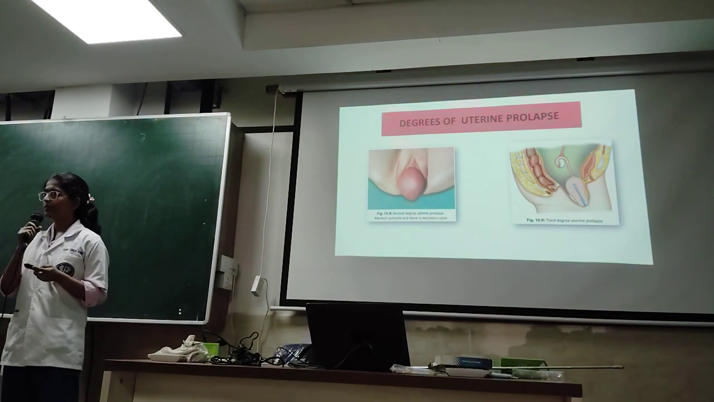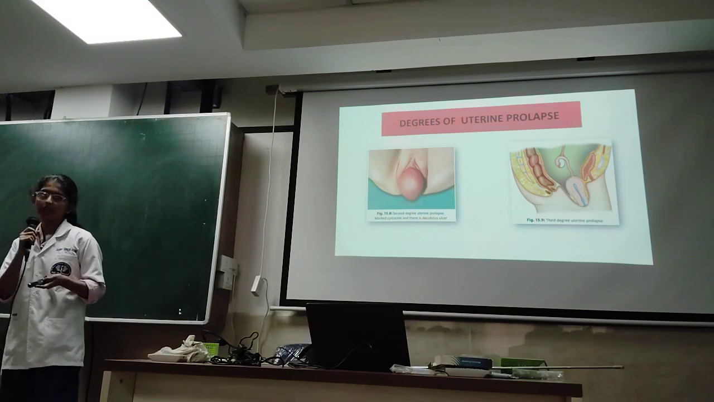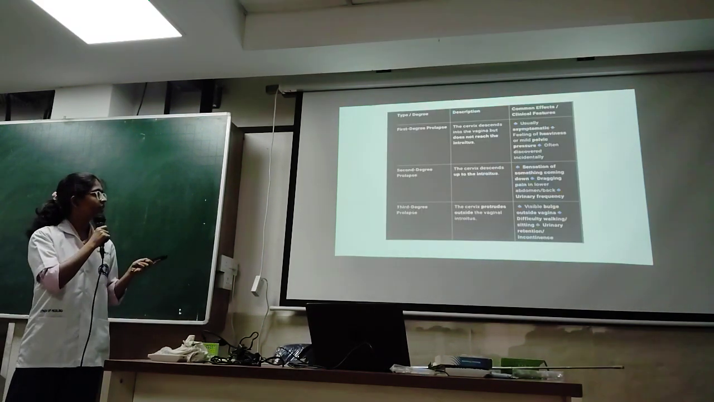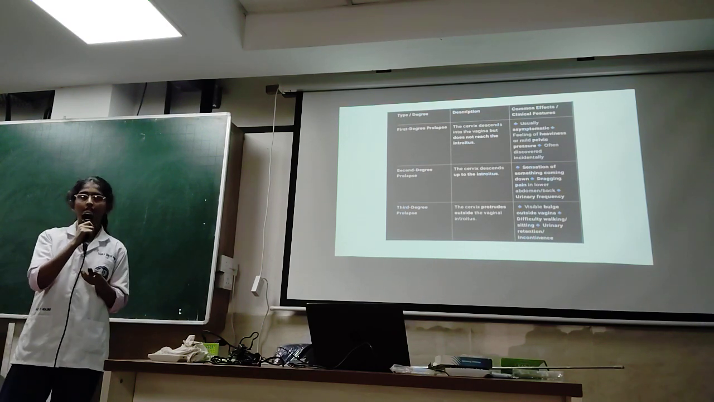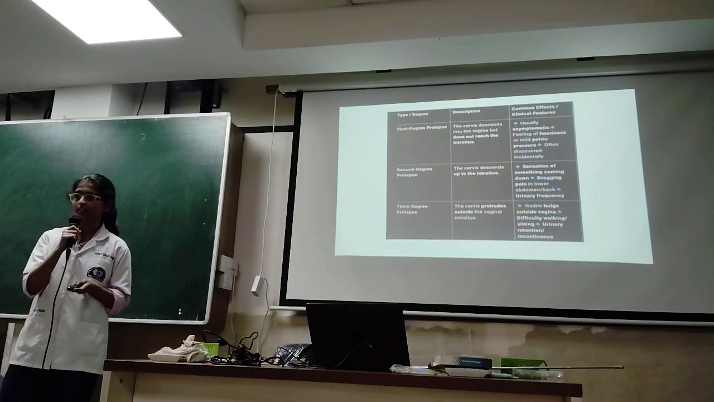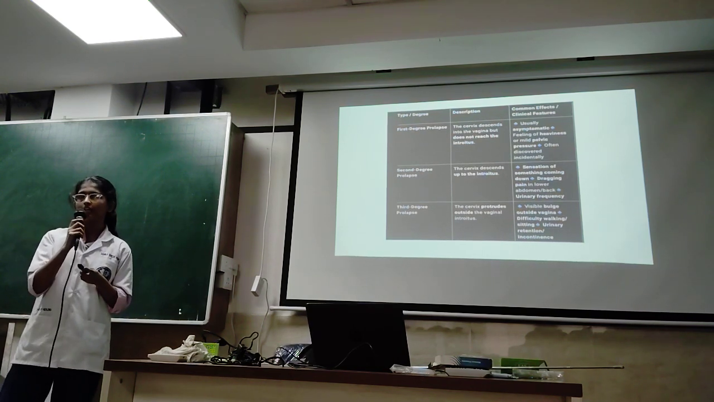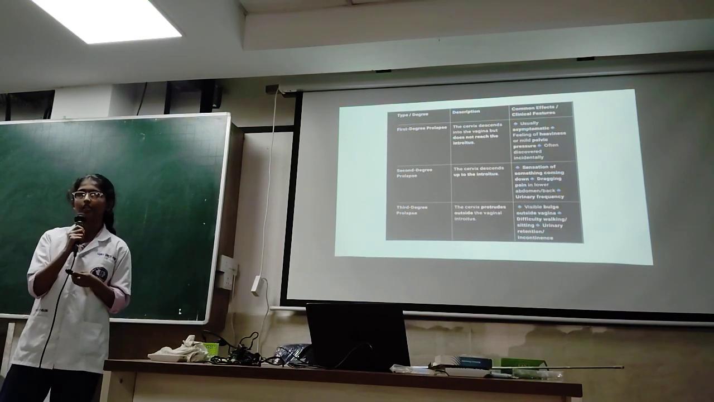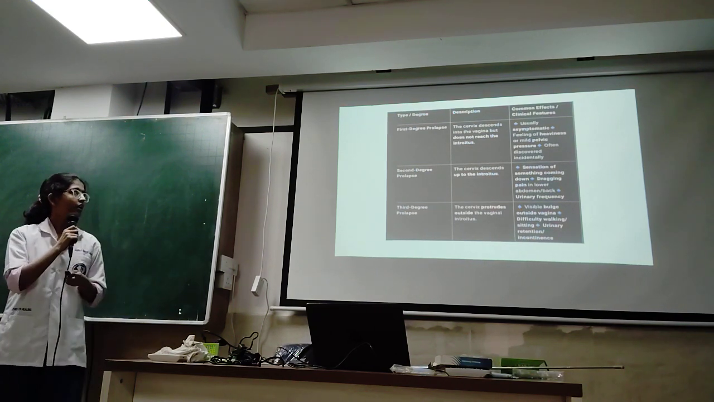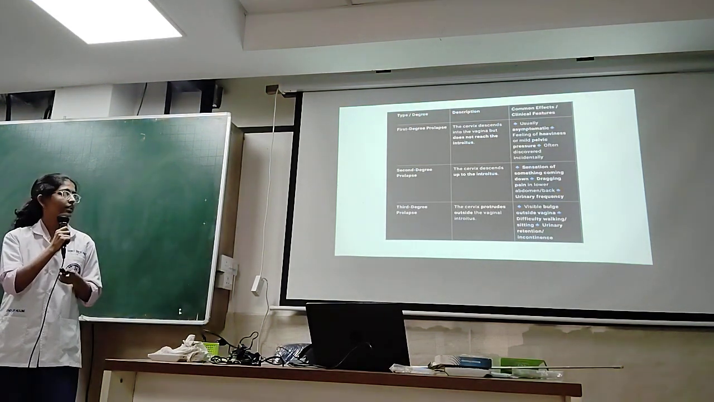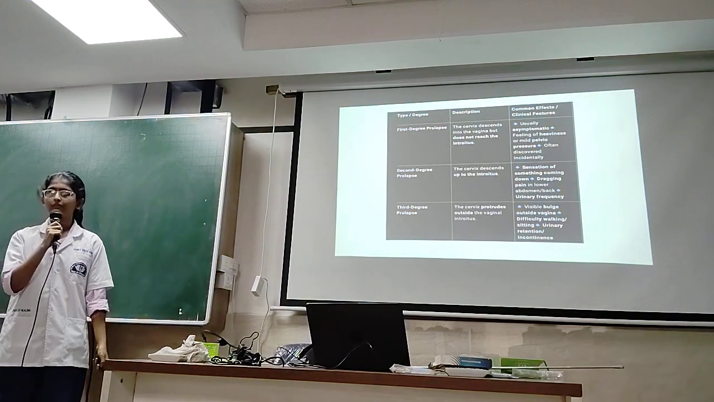Then the uterine prolapse can be graded based on the severity of the prolapse. First degree prolapse is where there is descent of the cervix into the vagina, but it does not reach the introitus, and it is usually asymptomatic, but mild pressure can be felt at the pelvis. The second degree prolapse is when there is descent of the cervix up to the introitus, a sensation of something coming down, and a dragging pain in the lower abdomen and the back can be felt.